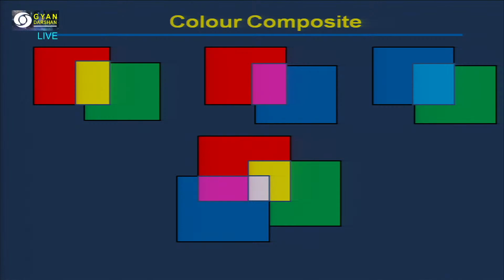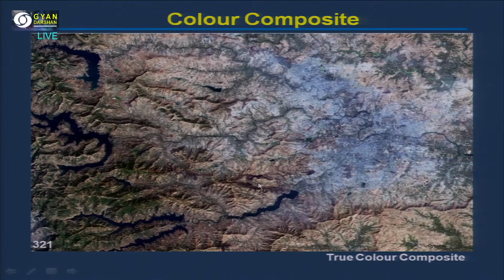when red and green color mix, it gives a yellow color. Red and blue join, and some combination of that gives a magenta color, and blue and green color gives a cyan color. And if there is an equal amount of red, green, and blue color, it gives us a white color. So this is the concept of color composite.